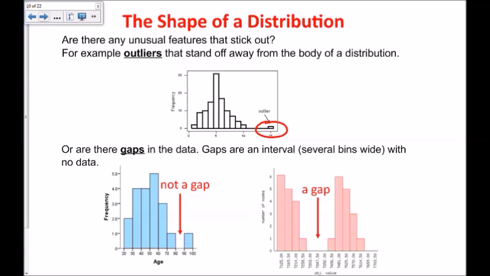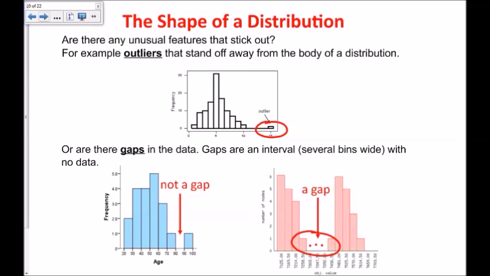For right now, we'll just call it a point that stands away from the rest of the data. Another unusual feature is gaps in the data. Gaps are several bins, or some space between the data sets. I would consider this a gap because you have about 3 spaces where there's no data.